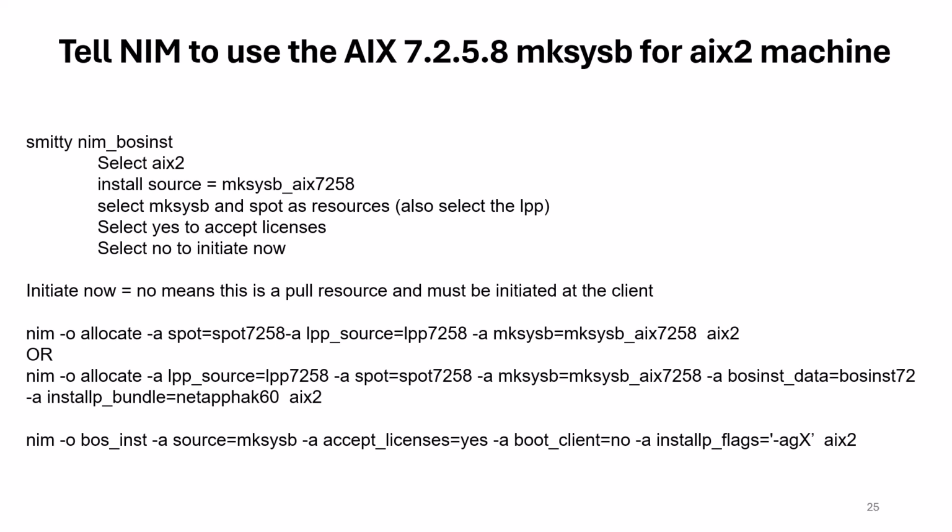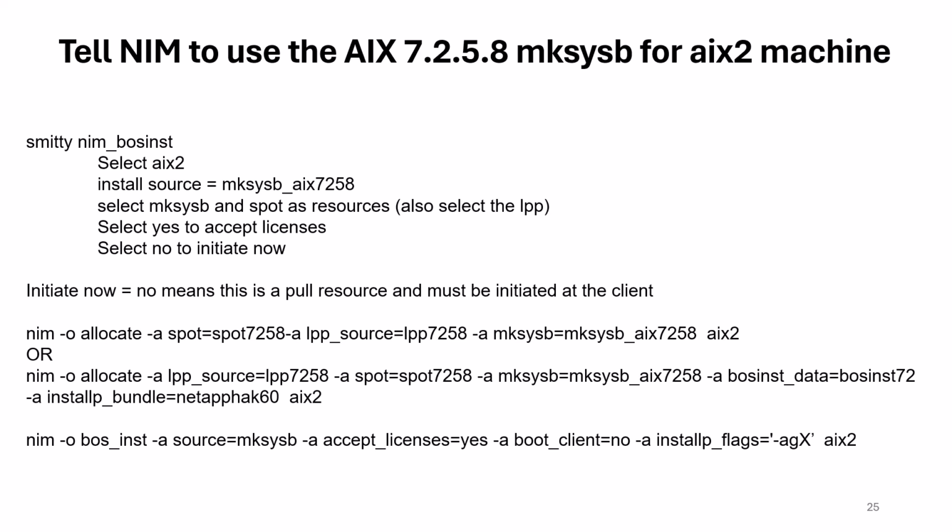Once I have my mksysbs in place, then I decide to use them to restore something. In this case, I am telling NIM to use an AIX7258 mksysb, and I plan to use it to install on my AIX2 machine. So you can do it using smit nim_bosinst, or you can do it using the NIM commands. I typically allocate the SPOT, LPP_SOURCE and mksysb ahead of doing the bos_inst.